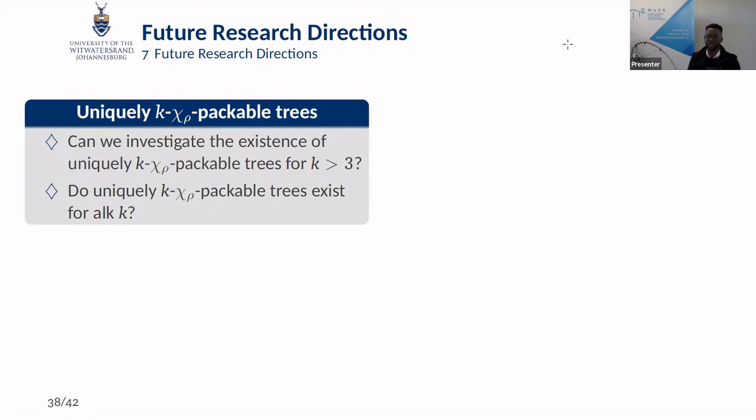Going forward, the question that we are asking ourselves is, now that we have worked with k equals 3, can we investigate uniquely packable trees for those k that are bigger than 4? So we just started by assigning 3 colors, 3 frequencies. When you're given a network, I just want to work with 3 colors. Can we now move from 3 to 4? And then do uniquely packable trees exist for all k?